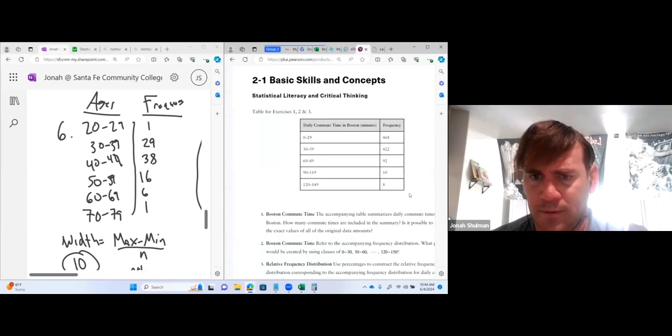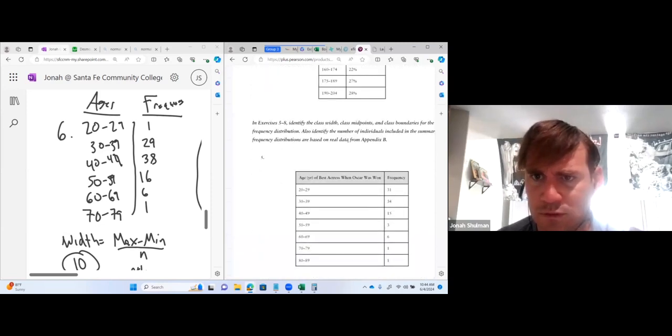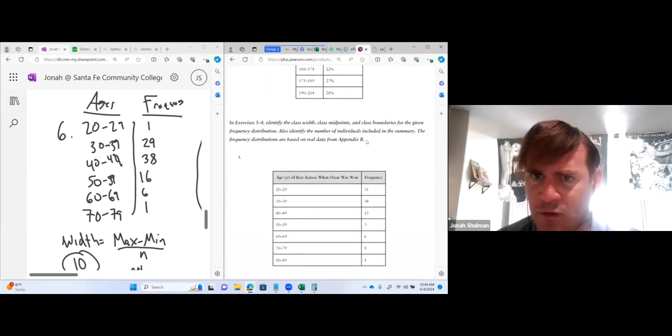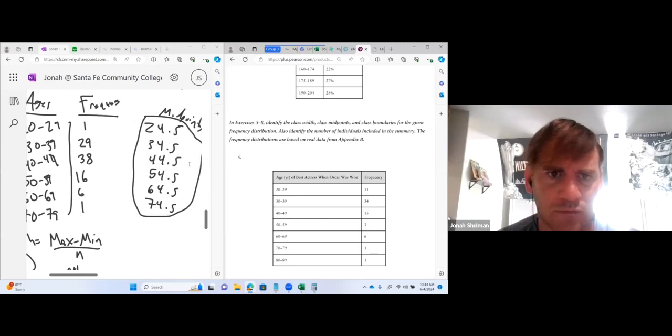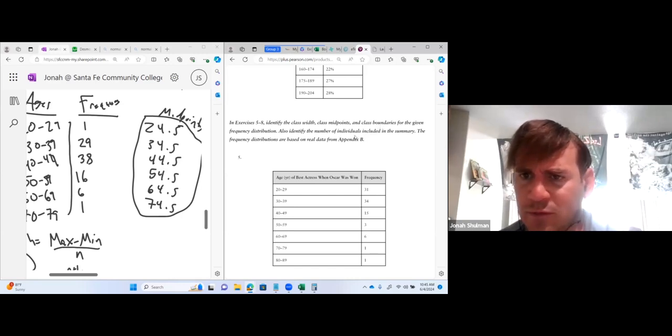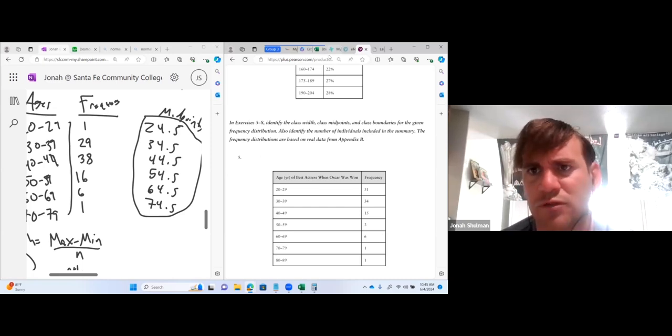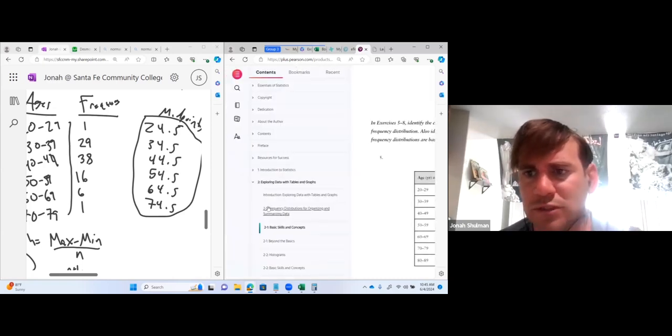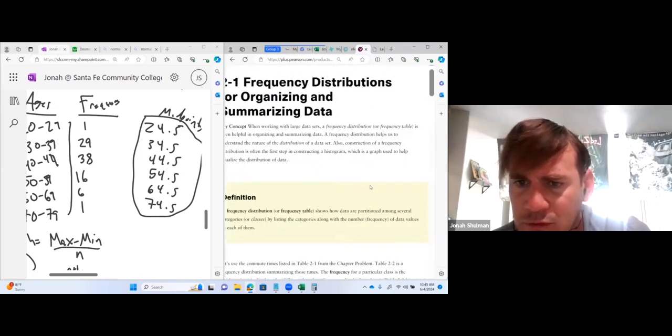So for number 6, we got the width is 10. We got all the midpoints, which are 24.5 and all these middle numbers. And now we need the class boundaries. Also identify the number of individuals included in the summary. Okay, that's fine. So how many people are in the summary? Well, we just have to add these up. So I'll do the summary before I'll do it in order. So let's find out what class boundaries means, which I'm totally fine with.